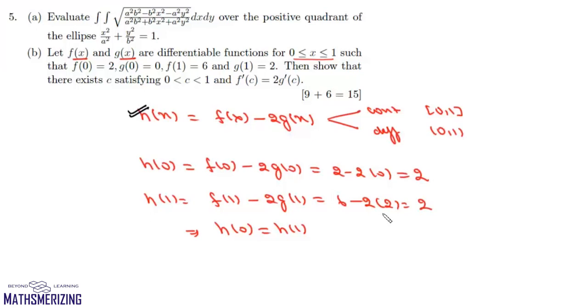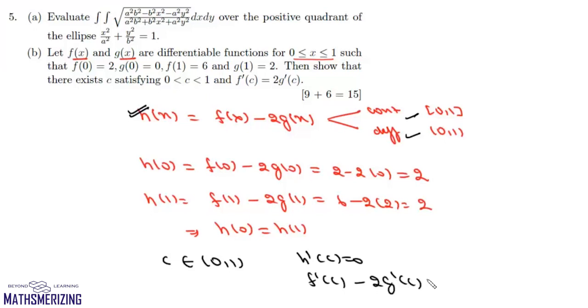And now we can use the statement of Rolle's theorem, which is if the function is continuous and differentiable and if h(a) equals h(b), then there exists a c in the open interval a to b such that h dash c is 0. Now h dash c will be f dash c minus 2 g dash c, which will be 0, and this is what we need to prove.